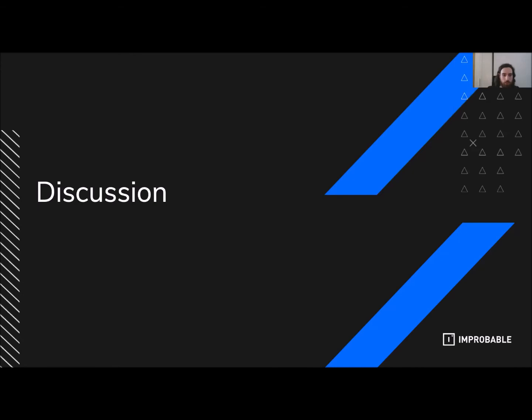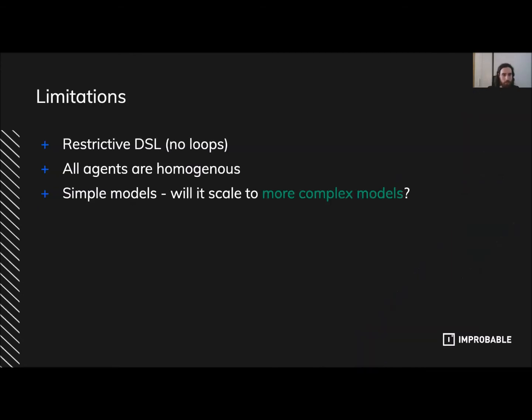All right, so just to sum up and discuss a bit about this. What are the limitations? Again, the DSL is still restricted. There are no loops. This was done for very good reason, particularly because as soon as you have loops, you don't know how long your program is going to execute. We could try this with a less restrictive DSL or an even larger set of operators. All the agents are homogeneous, they're all learning the same function.